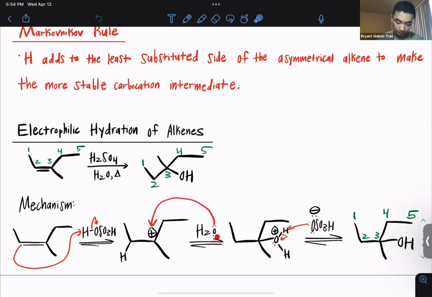Then we bring in our weak nucleophile, water, and attack that carbocation. Since there's no carbocation shifts, we could just skip to the step over here where the water attacks that carbocation. Then we do a deprotonation step to deprotonate this positively charged oxygen of the water group that just got added.